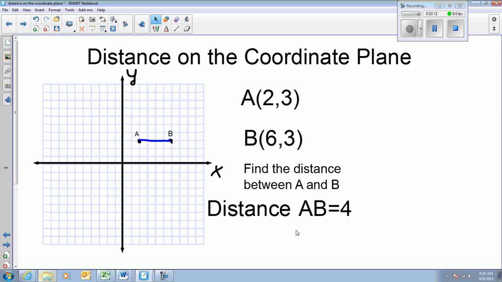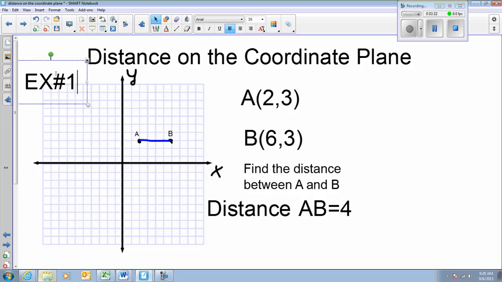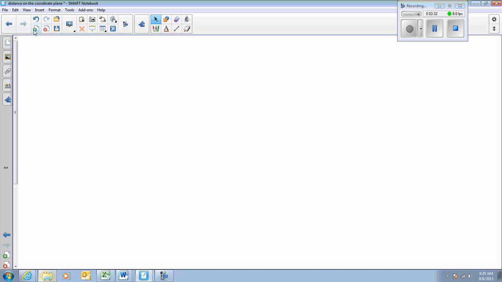Now, the next thing I'll do, let's try classwork. So this was example number 1. Let's do that example number 1, and let's go on the next page. And on the next page, we will try classwork. Okay, so going on the next page. We are done with here? Awesome. All right, classwork number 1.